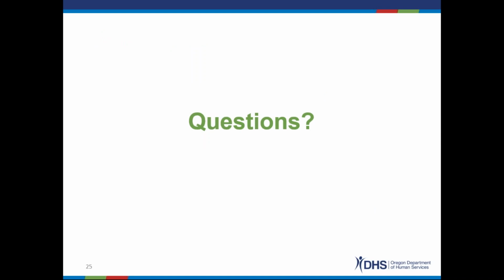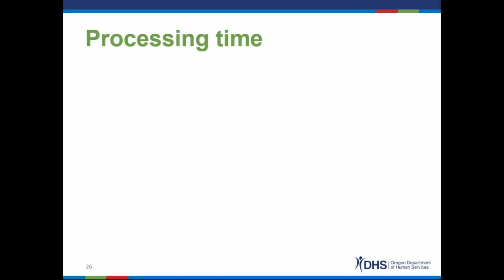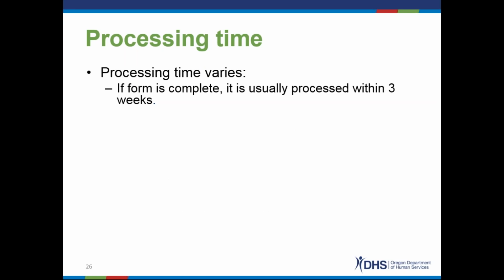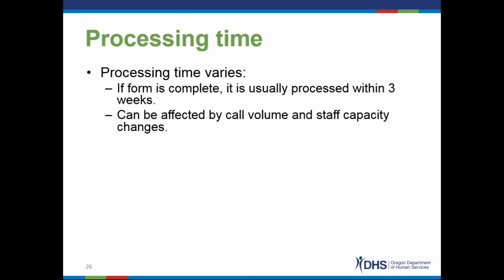Okay, so I'm actually going to move forward here and talk about processing time and then newborn enrollment, since I know many of the questions coming in are around these two topics. So processing time of the newborn notifications can vary. If the form is complete, so we've talked through a number of reminders, it is usually processed within 3 weeks. This processing time can, as you all very well know, be affected by call volume, the time of the month, whether renewals are being worked at this time, staff capacity changes, etc.